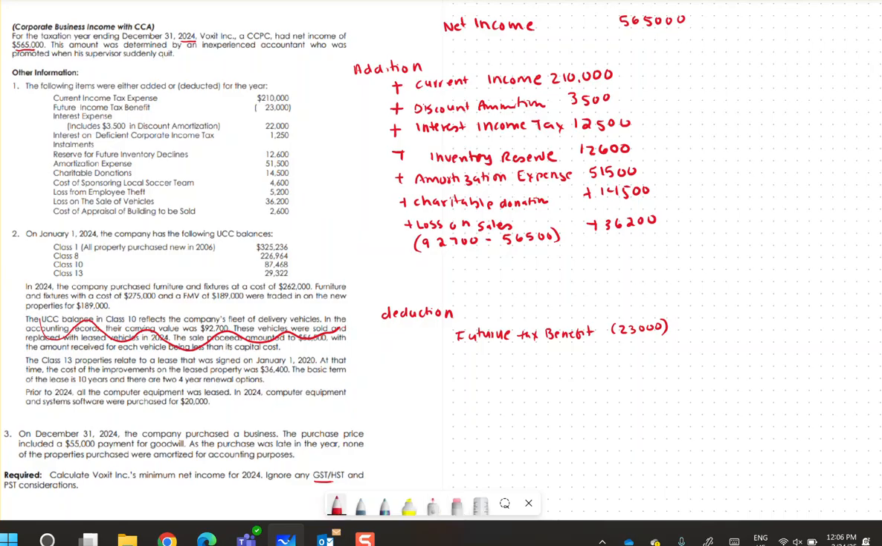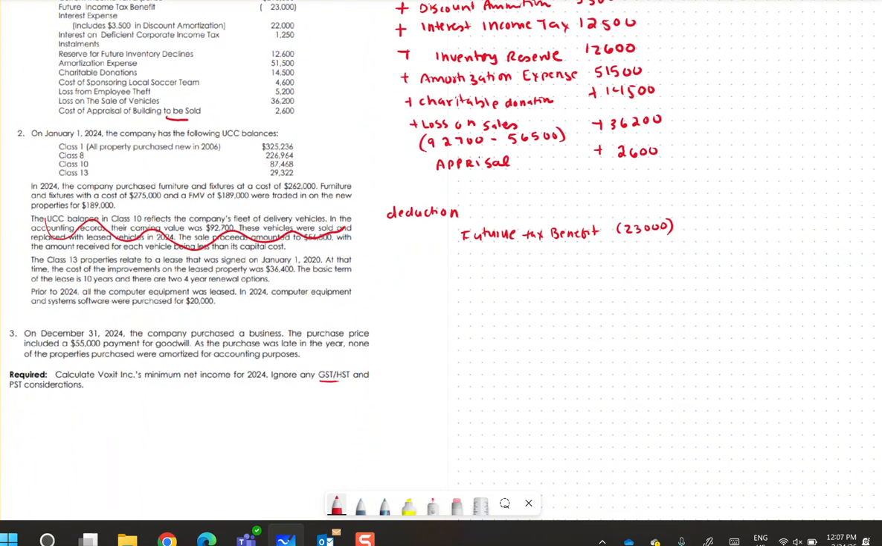Let's go further, and we have appraisal fee. Appraisal fee will be allowed when we sell the property or this building, so I'm going to add back the appraisal fee. At this point, it is not deductible. Appraisal will be deducted at the time we sell the building. Now going further, we need to calculate my CCA. We have different classes of CCA. If we have different classes, we need to calculate according to what is happening.